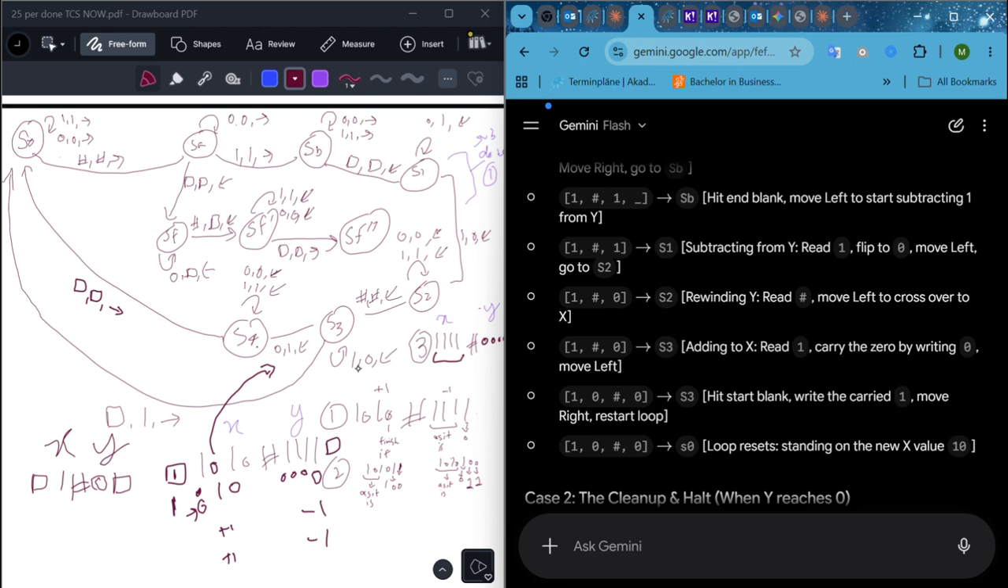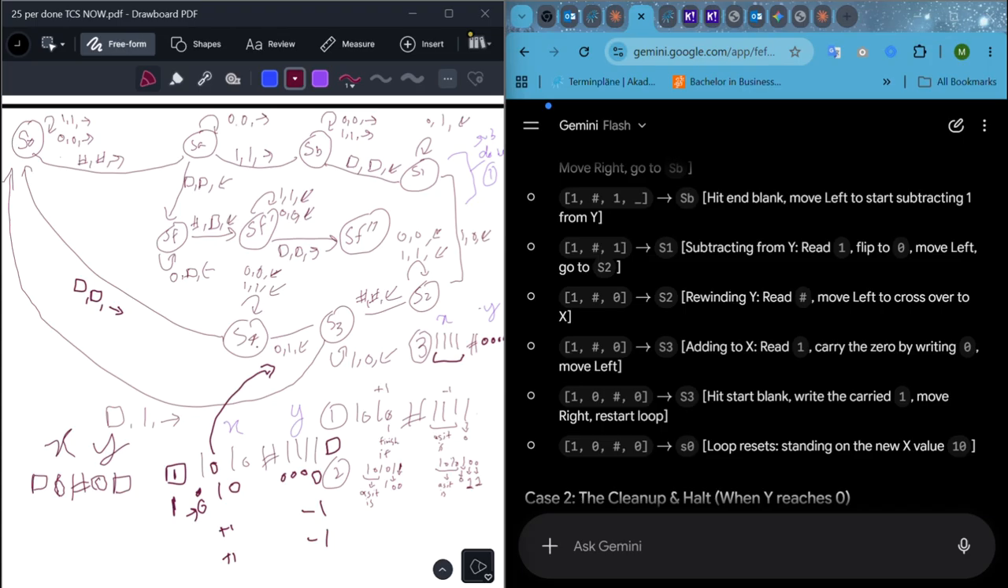Read 1, make it a 0 and go left. So read 1, carry the 0 by writing 0 and move left. So the moment we are here, we just went one step left to the hash, which was this first position, and we saw a 1, we made it a 0 according to this rule over here. And once we did that, we had to keep doing it until we saw the first 0, and after making it a 1, we would have changed the state, because then the plus finishes. That's how you plus in binary.